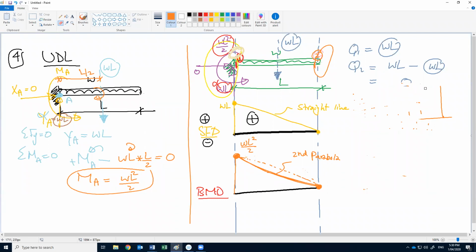Okay, I will clarify it again quickly. For the direction of the parabola, this parabola is caused by this moment, these forces, the uniform load. So if the uniform load is acting downward, the parabola will be in this direction.